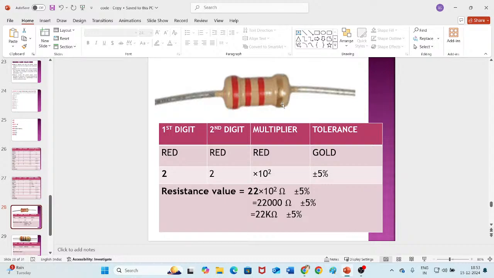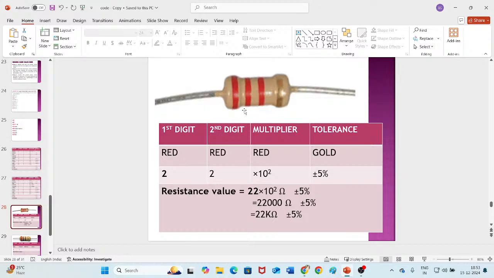Whenever you look at gold or silver, you can immediately say that it is your tolerance band, instead of checking for the gap. So if there is gold or silver, no need to check the gap between the bands. Gold and silver are tolerance bands, and they should be considered on the right side. So you must hold the color coded resistor in such a way that the gold or silver color comes on the right side. Now let us start with band A, band B, band C and band D.